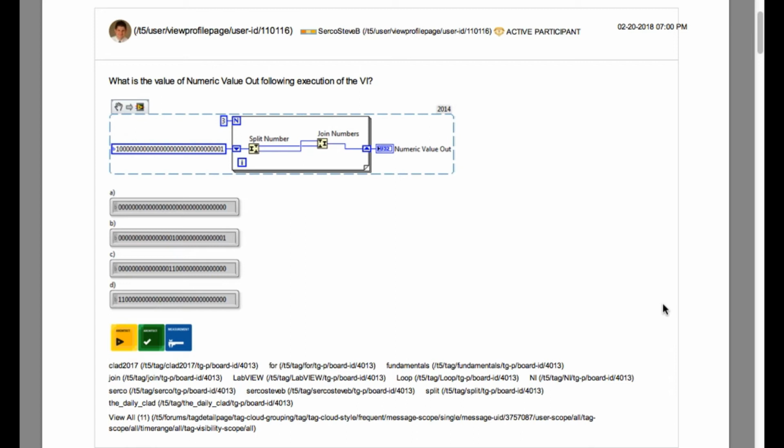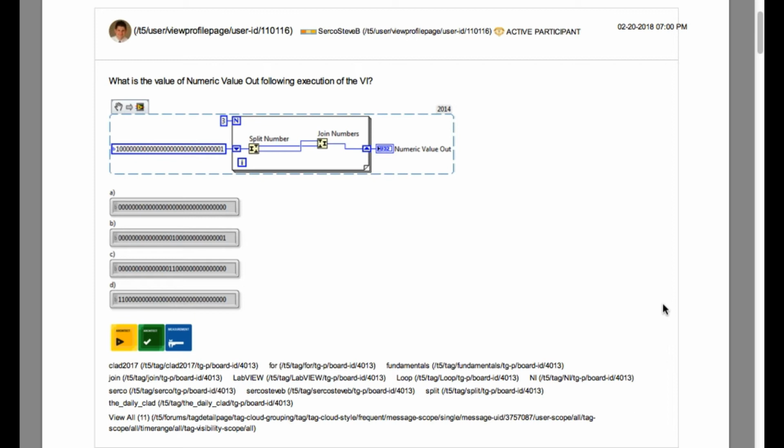Please pause, scroll or mute if necessary to understand the problem and then resume when ready. Let's begin. So this question says, what is the value of numeric value out following execution of the VI?